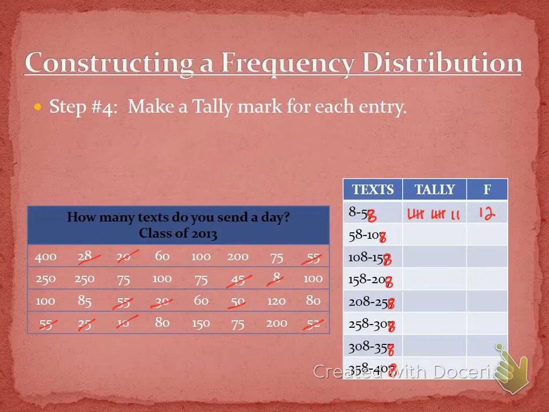Now, 58 to 108. That would catch that one. So there's one there. Another one there. Another one there. One there. One there. There's one. There's one. There's one. There's one. There's one. And then there's a 75 and an 80. So there's 13 here.